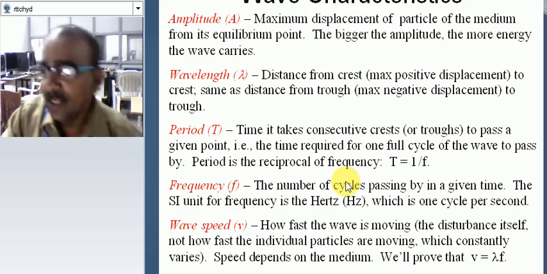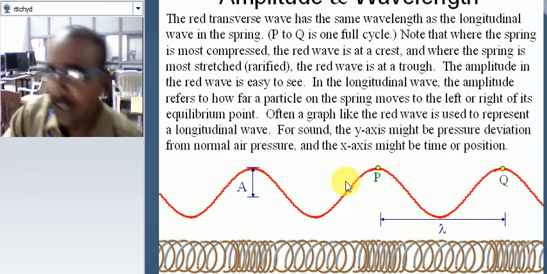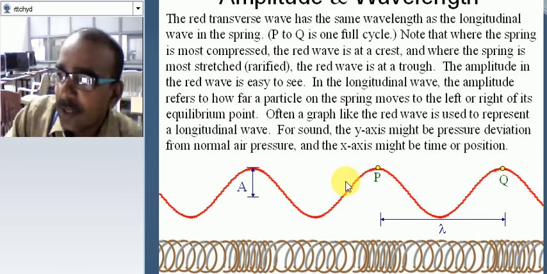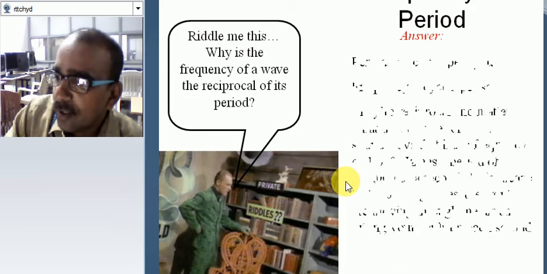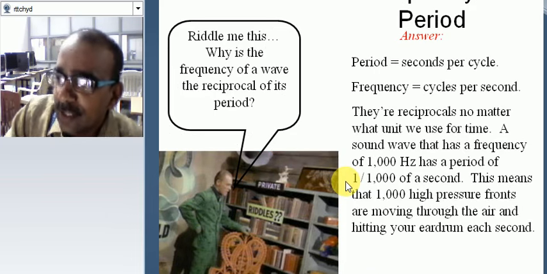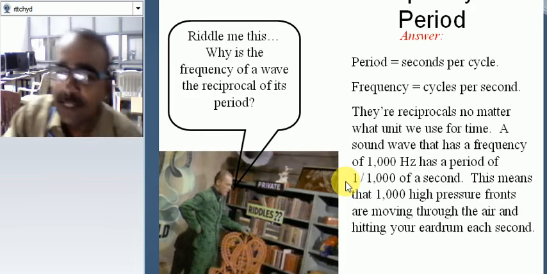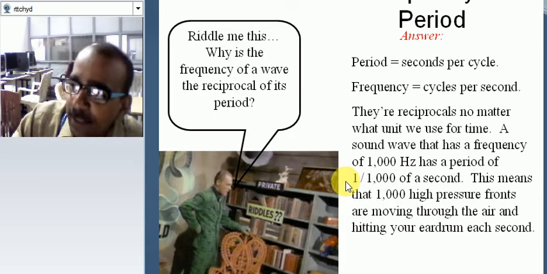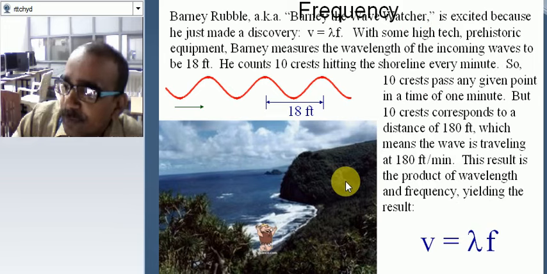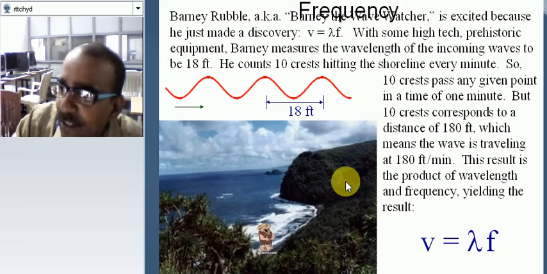Now you can see the pictorial representation of amplitude and wavelength in this slide. In the next slide, we can see the frequency and period explanation in pictorial format. In this slide, we can see the relationship between speed, wavelength, and frequency.